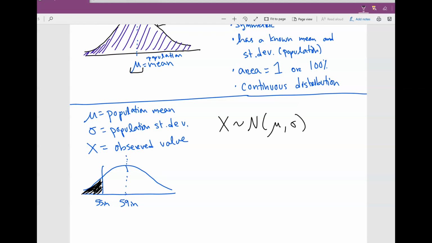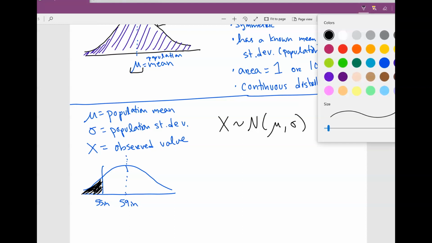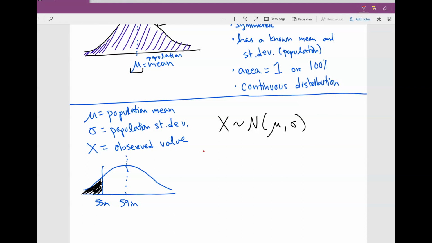So this is a notation that I would like to use. This is basically what this means. Translation into English: this means x follows the normal curve with mean mu and standard deviation sigma. So that's what this means.